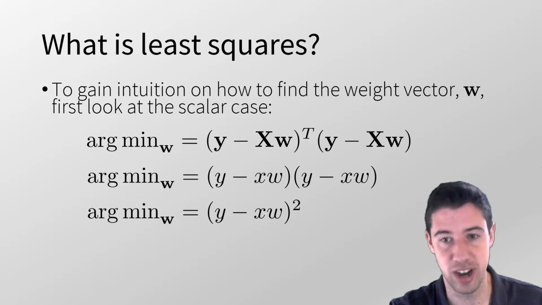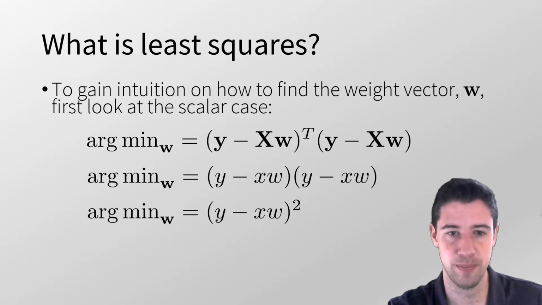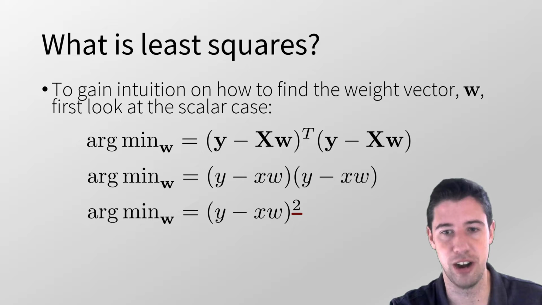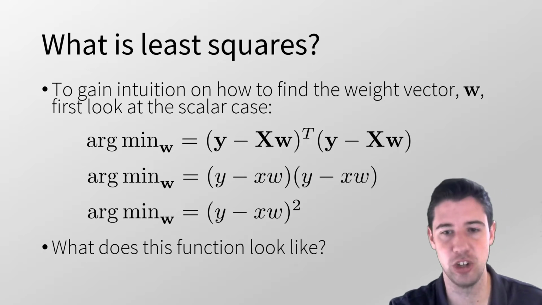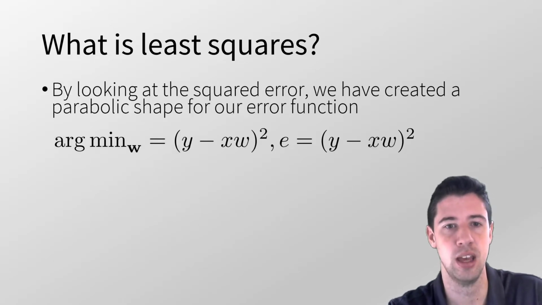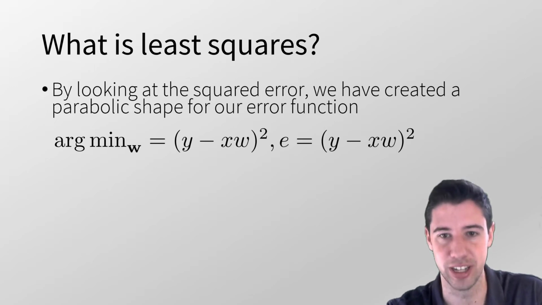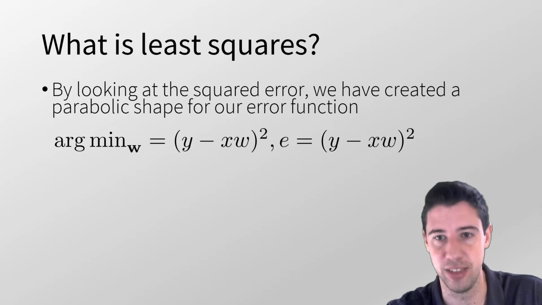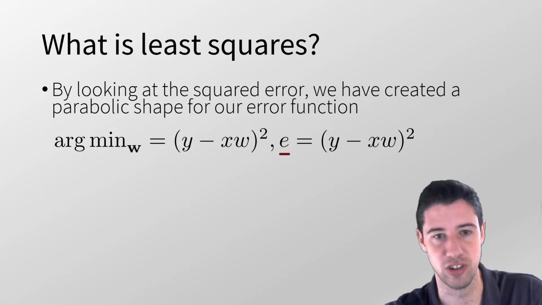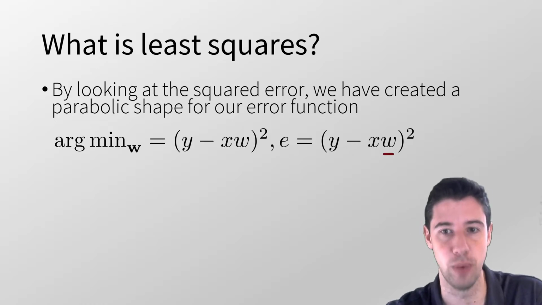Now that we have removed the transpose, we can also simplify the expression. Notice, because the expression is squared, no matter what value we have for the input, output, and weight, the error will be non-negative. So before we actually try to solve for the value of w that minimizes the error expression, let's take a look at what this function actually looks like. What we can notice is that because we are looking at the squared error, we have created a parabolic shape for our error function. Because we are interested in investigating the impact of the weight on the error, the dependent variable of our function is the error, and the independent variable is the weight w.